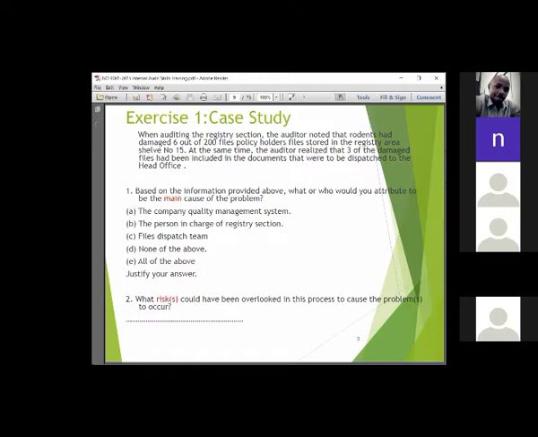My answer was A. In this case, there are several parties involved. One is the person in charge of pest control in the company. There is the dispatch team, and also the leaders and the person who received the damaged file. That's why I'm saying it is a problem with the company's quality management system, because it involves several parties. Thank you. Thank you very much for that, Nicholas.